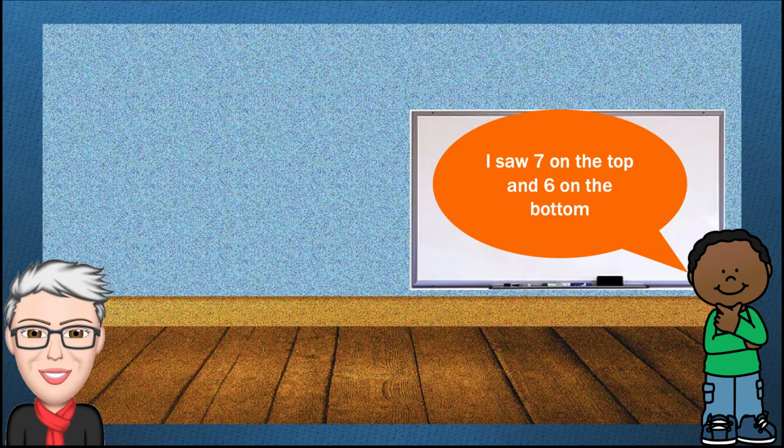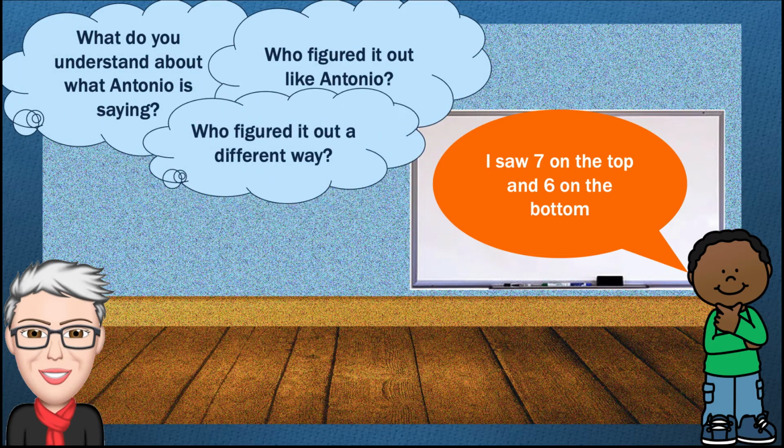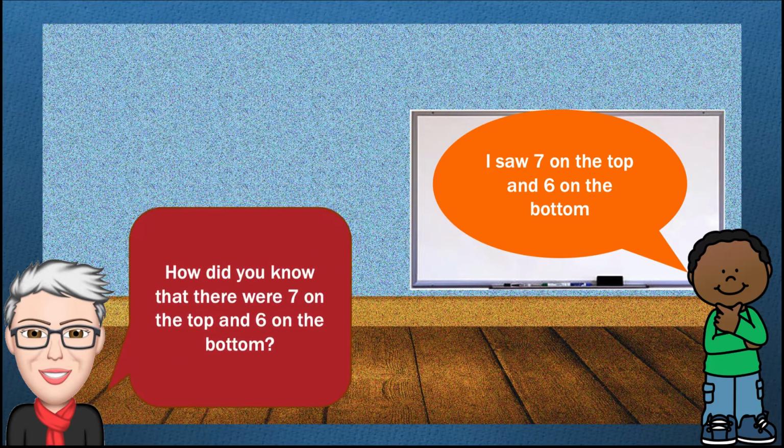At this point, the teacher might want to get the rest of the class involved in the discussion by asking questions such as, "What do you understand about what Antonio is saying?" Or, "Who figured it out like Antonio?" Or "Who figured it out a different way?" Or the teacher might choose to pursue the conversation with Antonio a bit more first. She might ask Antonio, "How did you know there were 7 on the top? And how did you know there were 6 on the bottom?"